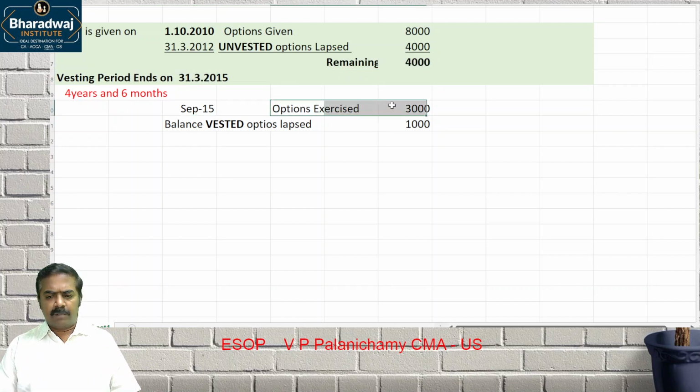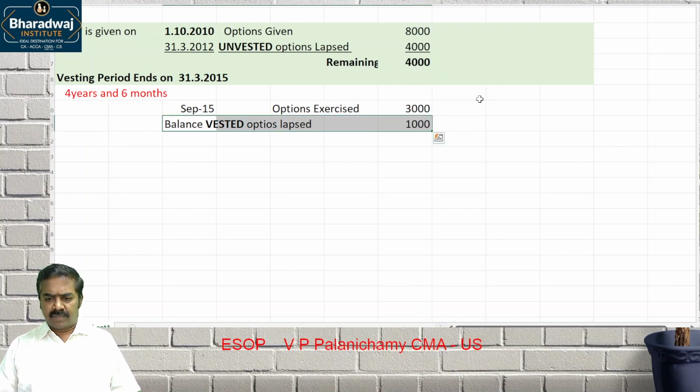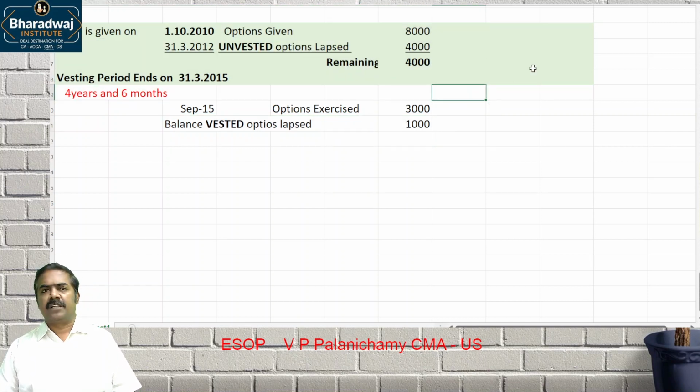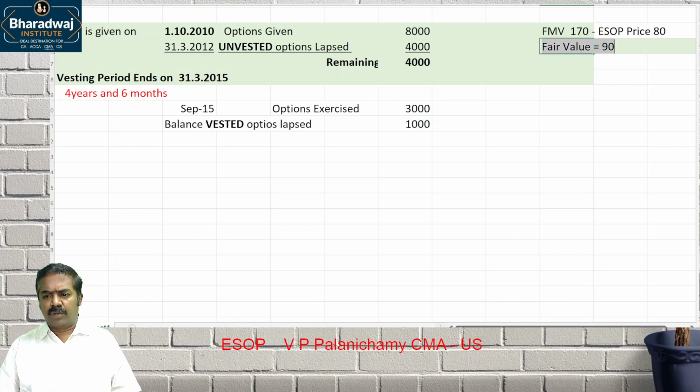Out of that, people purchased only 3,000 shares, remaining options lapsed. But expenses, please remember, should be recognized based on which period? Vesting period. What is the fair market value of the share? 170 minus ESOP price 80. So fair value is how much? 90. We are going to do accounting based on this fair value. Note that also.